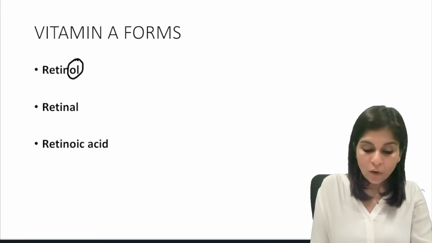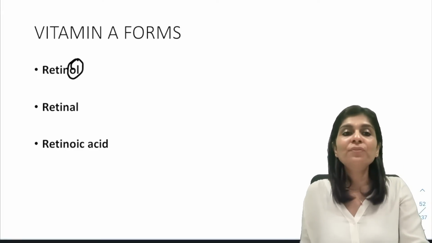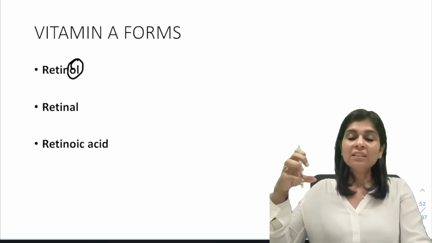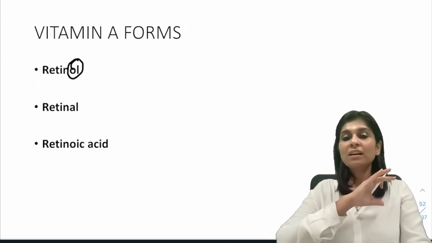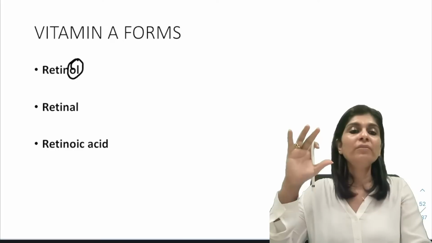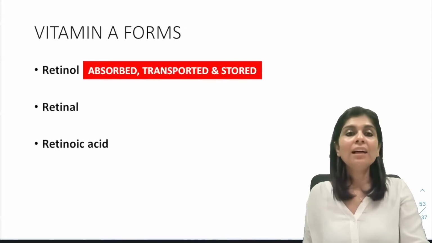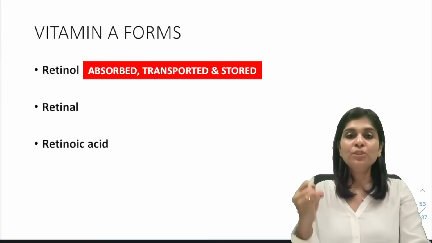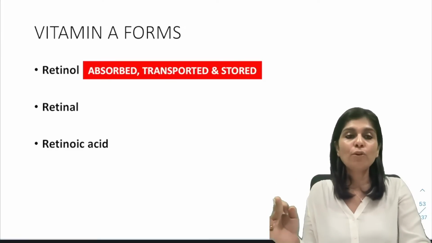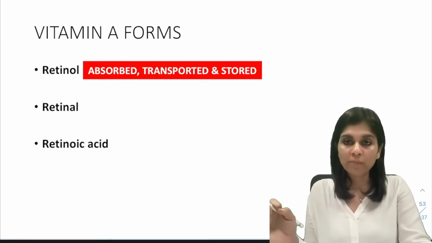First, about the alcohol form. This is the form in which vitamin A is absorbed. This is the form in which vitamin A is transported in the blood. This is the form in which vitamin A is stored. So tell me, what is the significance of the alcohol form? Vitamin A is absorbed, transported and stored in the form of retinol, the alcohol form.